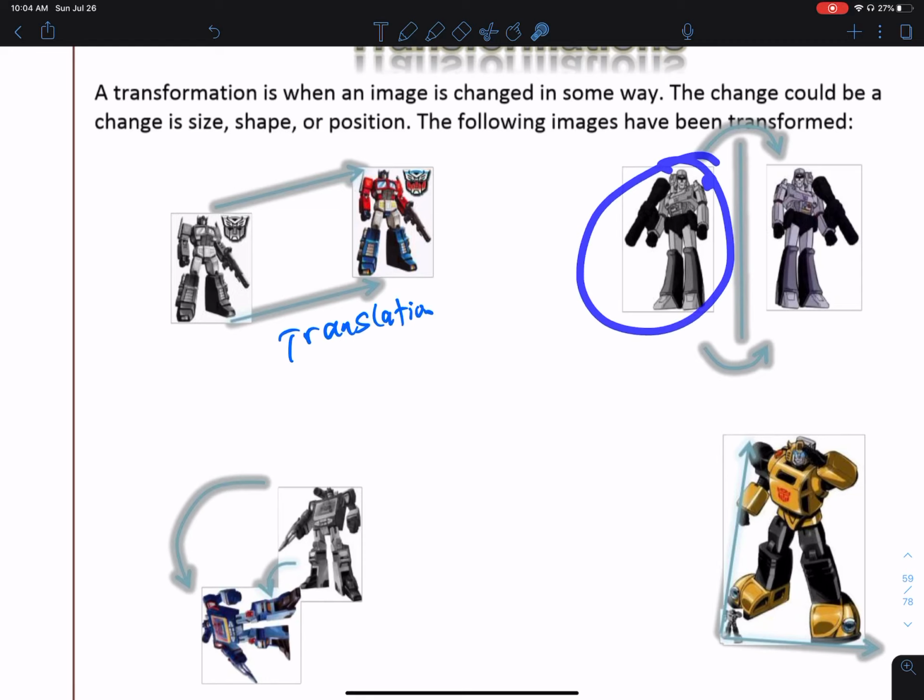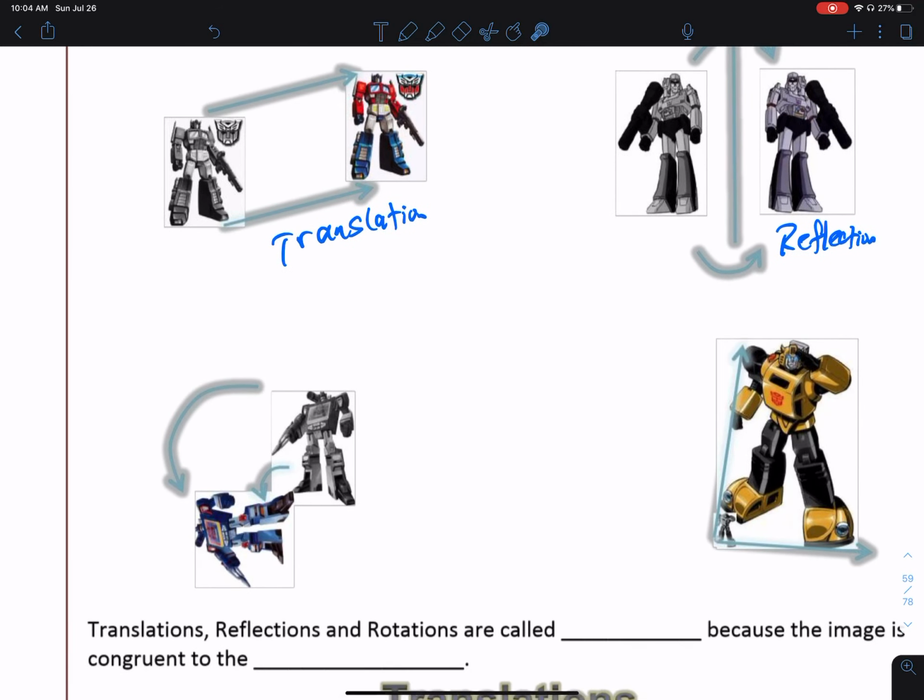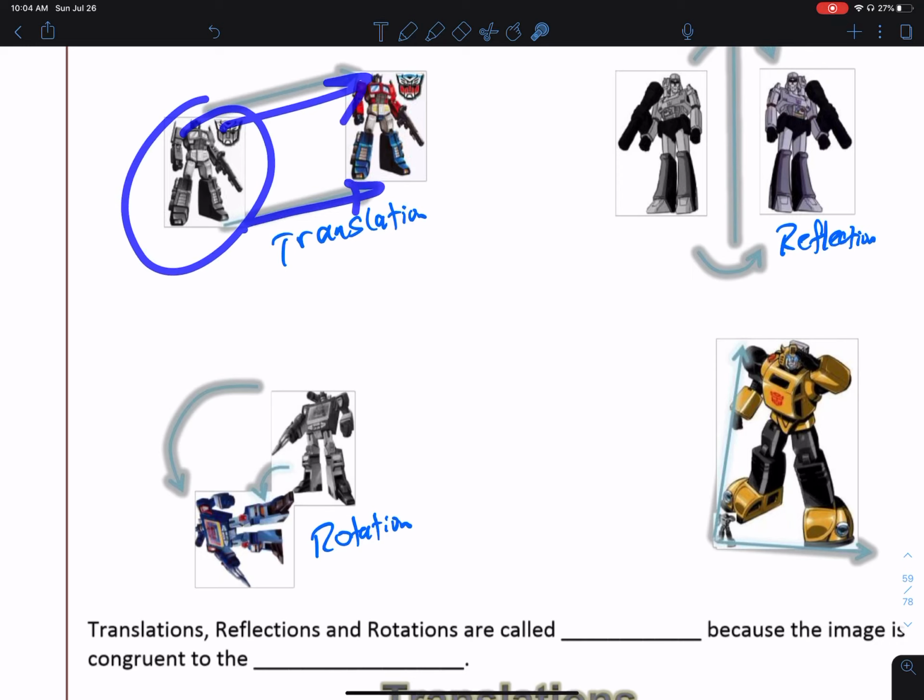This image here got reflected over this line of symmetry. This is a reflection. This image here was rotated to get this image down here. I'm using the terminology wrong. This pre-image got translated. This pre-image got reflected. This pre-image became this image.